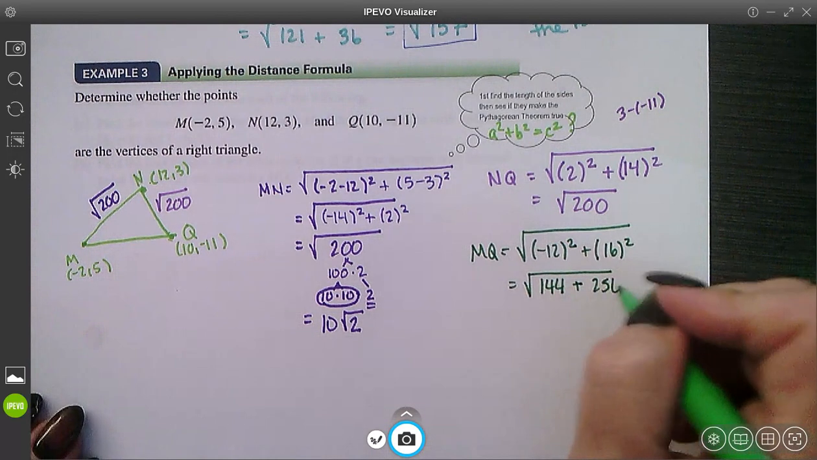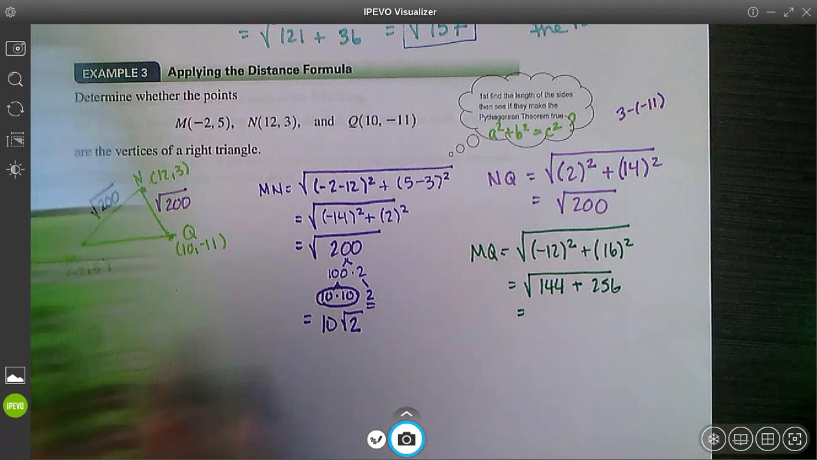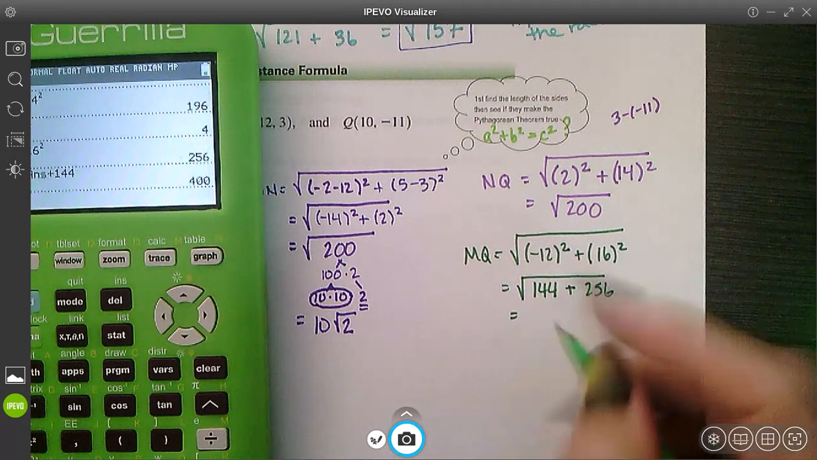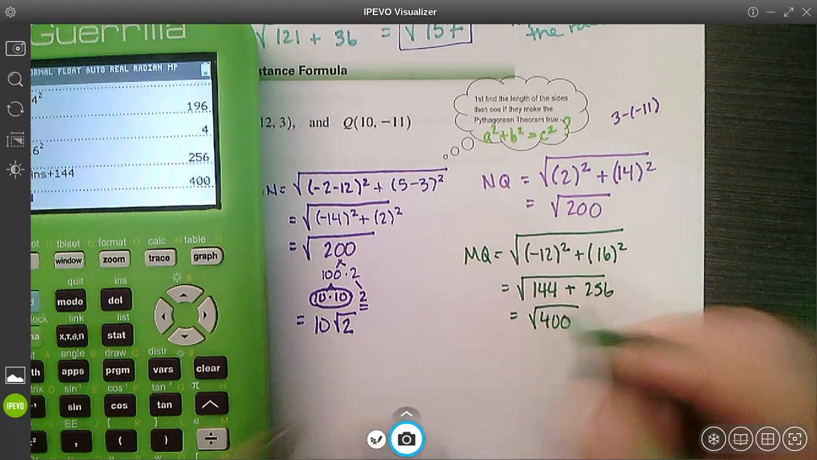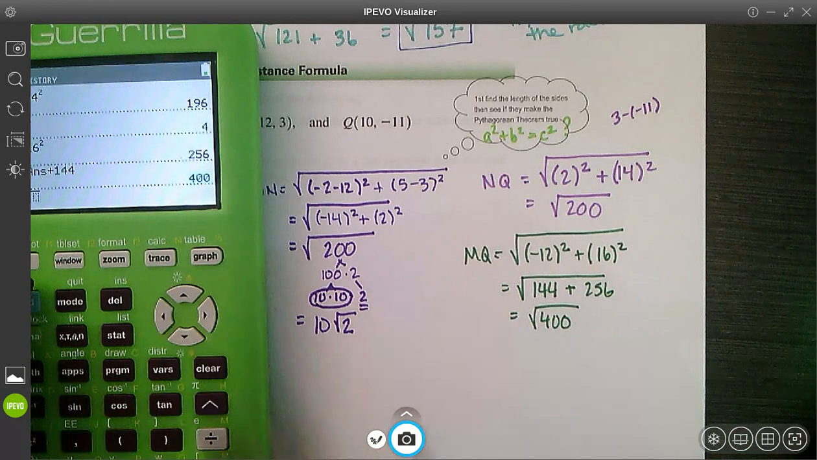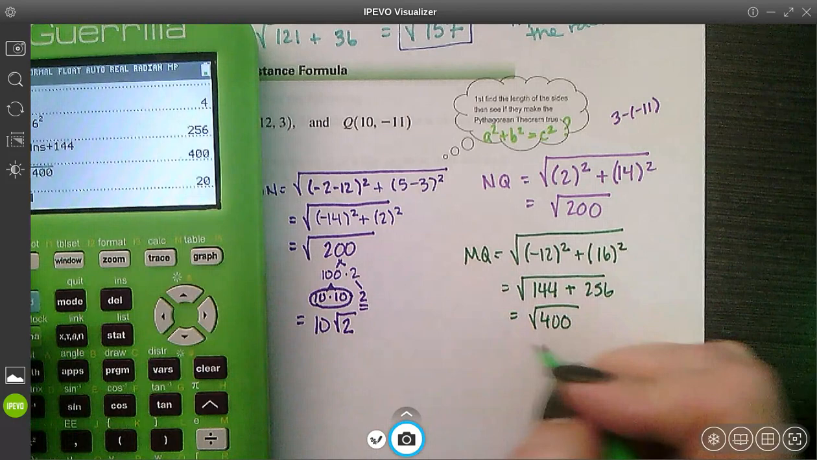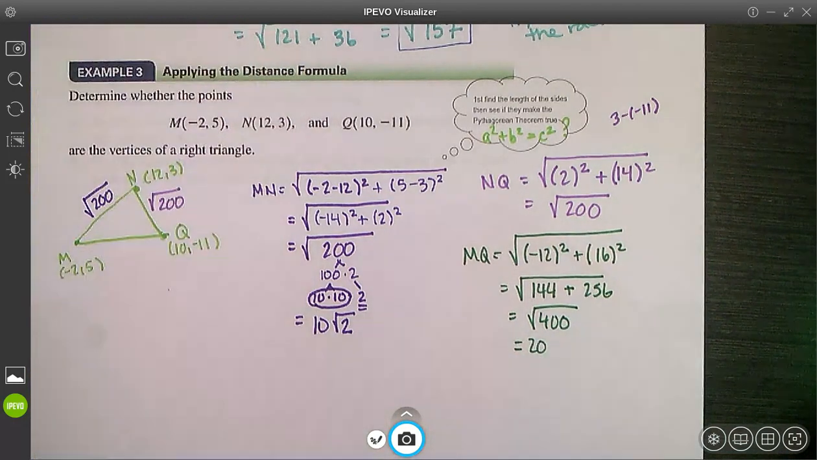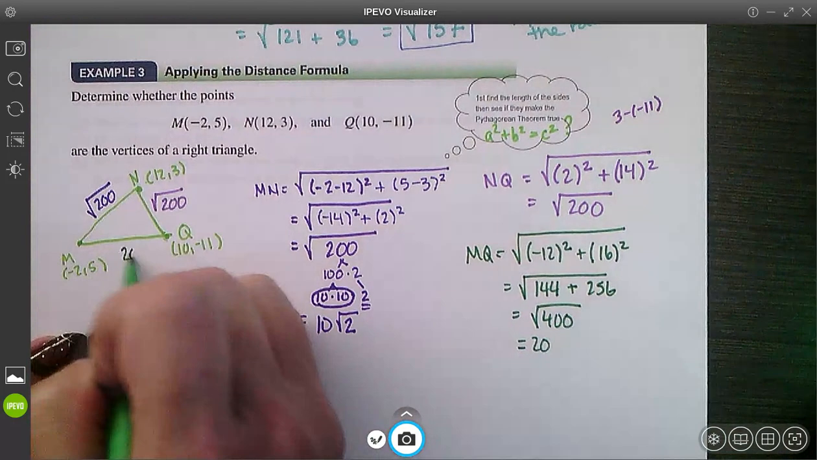256, which would be the square root of 400. Square root of 400 actually is a thing. I believe it's 20. Yes. So then this side here is 20.